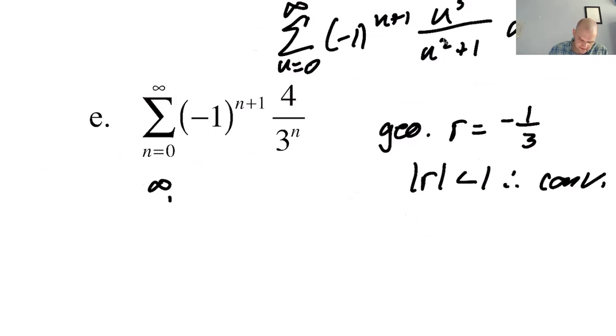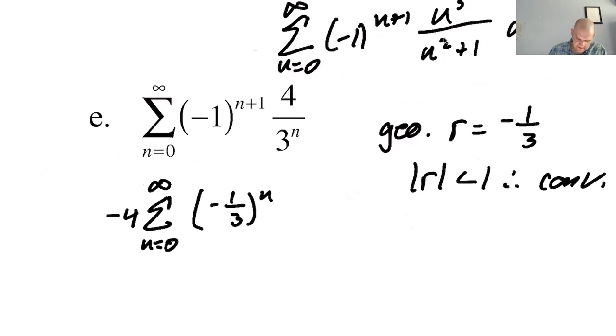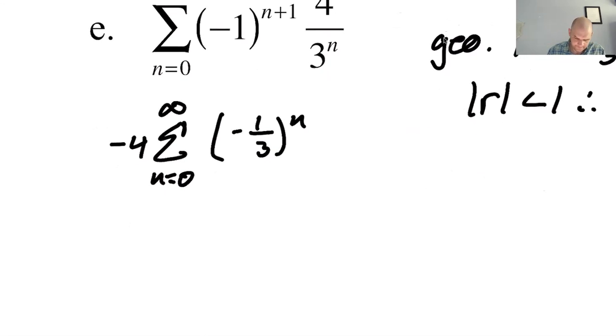I rewrote this in my head as -4 times -1/3 to the n, which you could leave the -4 inside or take it out. It doesn't really matter. Where's the -4 coming from? It comes from the fact that -1 to the n plus 1 is -1 to the n times -1, and then 4. So -1 times 4 gave me this. And then I have -1 to the n and 3 to the n, -1/3 to the n. So you can handle that however you want. I think that's kind of the easiest way to do it.